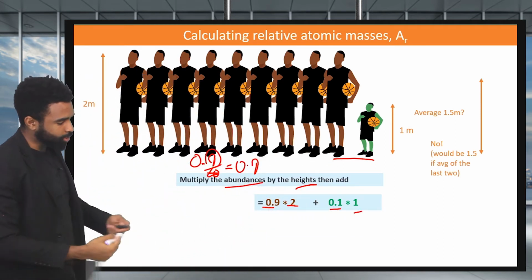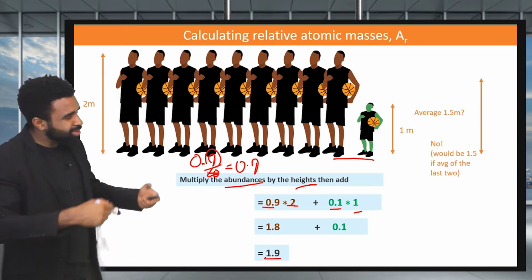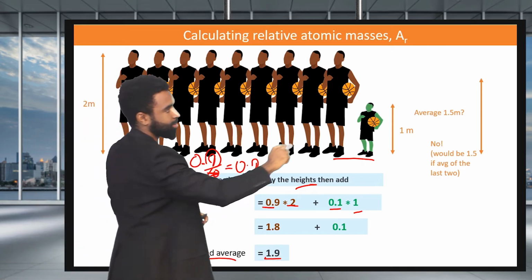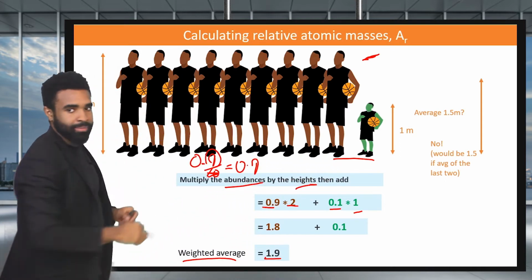Okay? We multiply that out, do the math, and we get a value of 1.9, which seems like a more reasonable value. This is the weighted average of this group of basketball players. So it'll be somewhere about here. All right, so it reflects the fact that most of them are tall.